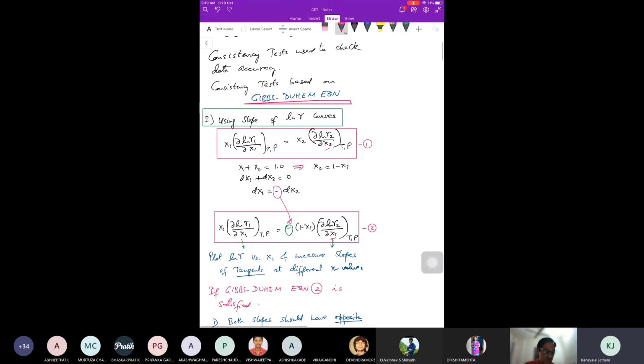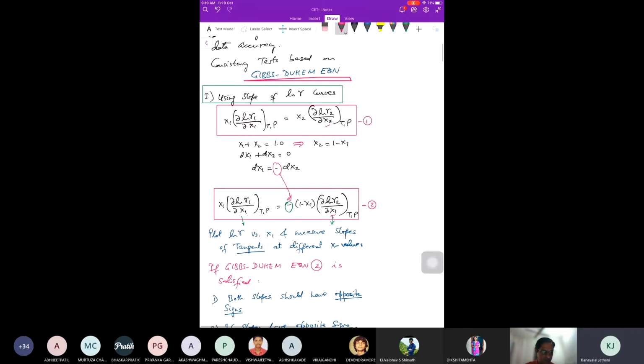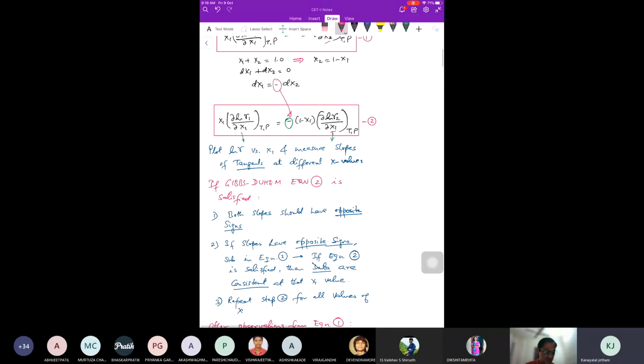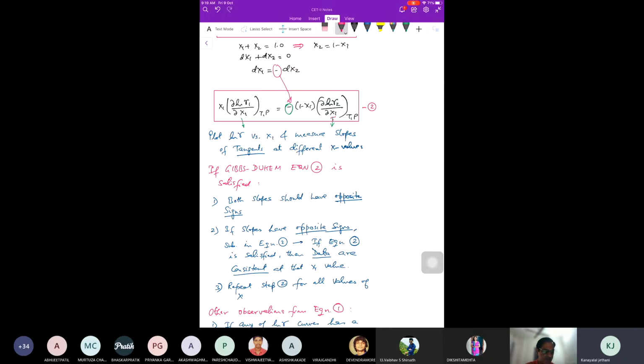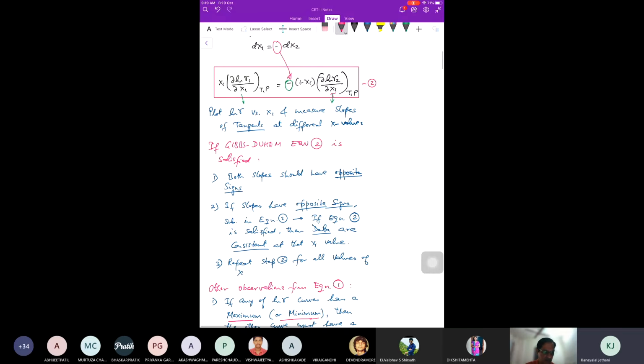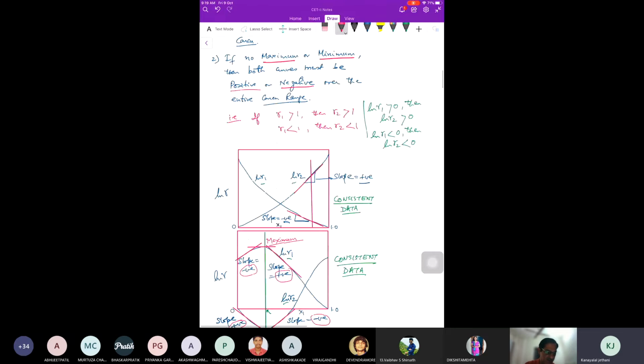So the first method was the Gibbs-Duhem equation. We have seen that, equation 1, equation 2, right? Is there any question on equation 2? It's simple, just substituting for a binary system x2 equal to 1 minus x1 and dx1 equal to minus dx2. Now if we plot ln gamma versus x1 and measure slopes of tangents at different values, we have seen that both slopes should have opposite signs, right?